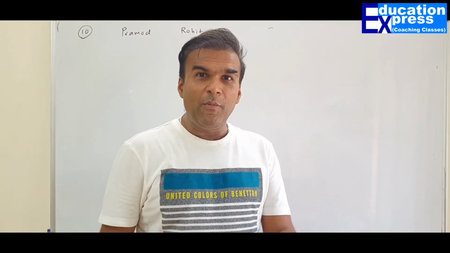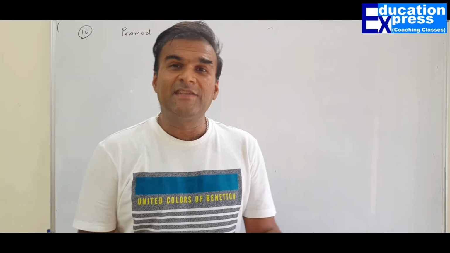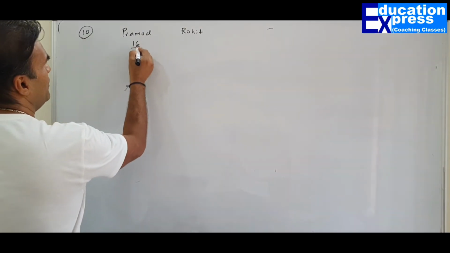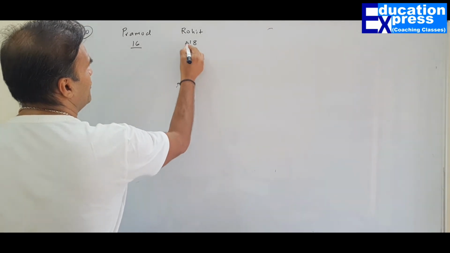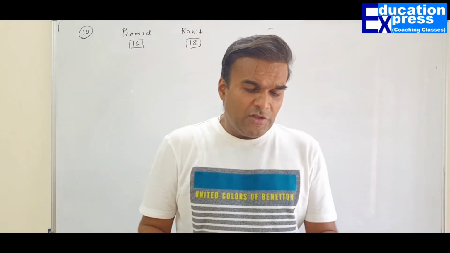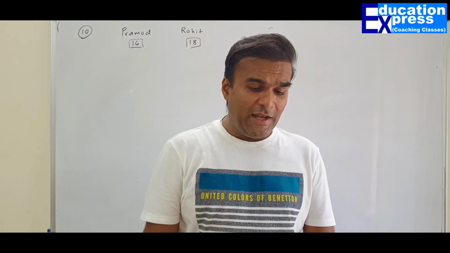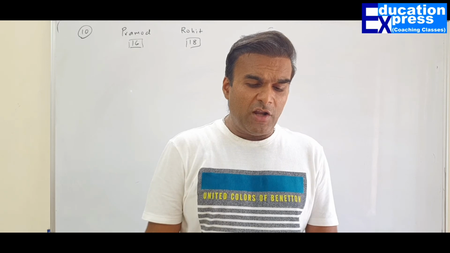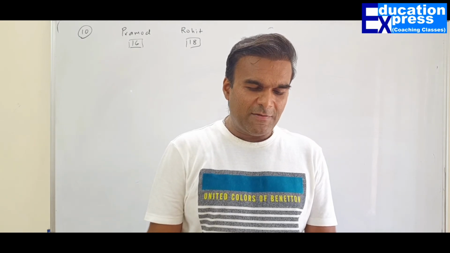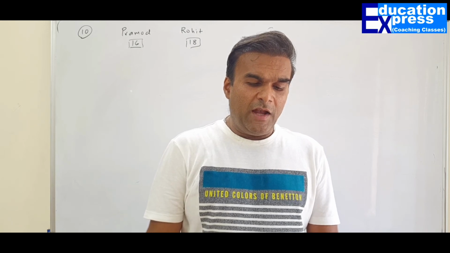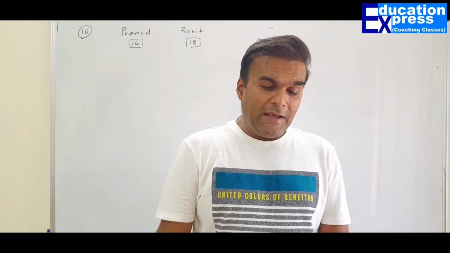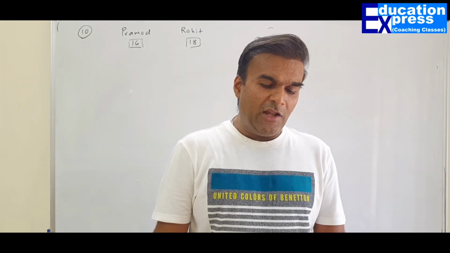The ages of Pramod and Rohit are 16 years and 18 years. So Pramod is 16 years old, Rohit is 18 years old. Must note this. The ages of Pramod and Rohit are 16 years and 18 years respectively. In what ratio must they invest their money at 5% compound interest annually, so that both of them get the same amount at the age of 25?